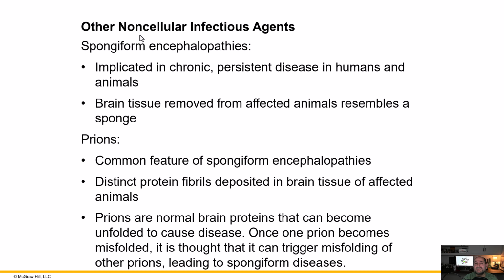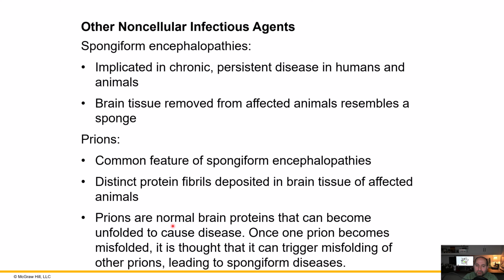And lastly, to finish off this chapter, let's discuss other non-cellular infectious agents besides viruses. There are other infectious agents. For instance, prions. Prions are infectious agents comprised entirely of protein. And these prion proteins can cause chaos in the nervous system of animals.